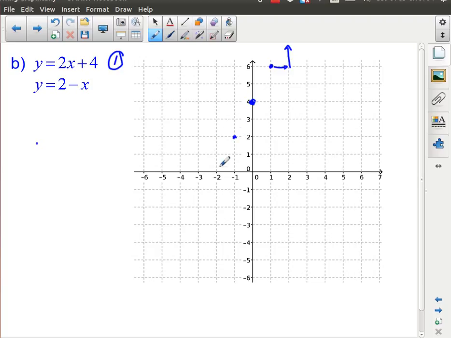Left by 1, down by 2. Left by 1, down by 2. Left by 1, down by 2. You just need to do enough of these so that you can see that I've got a good straight line there.